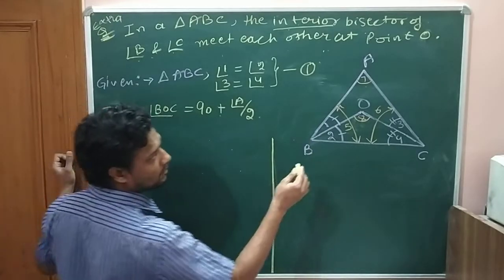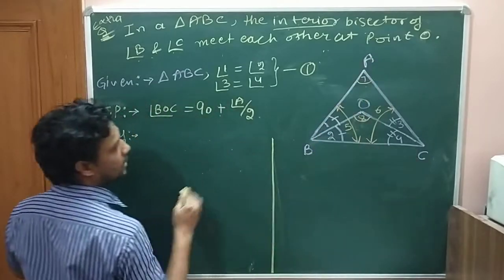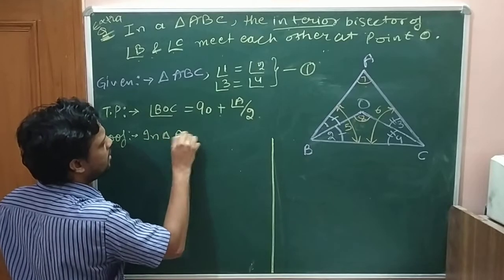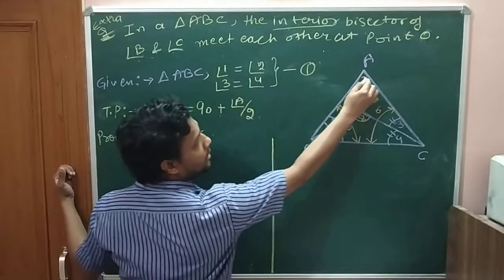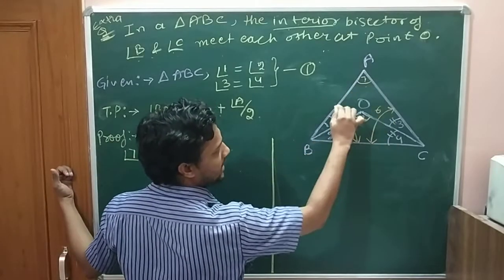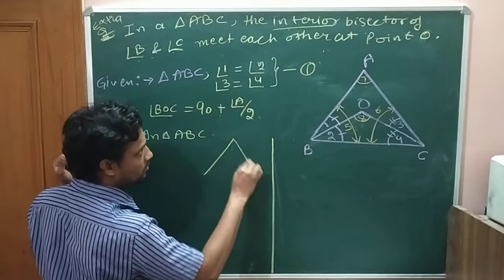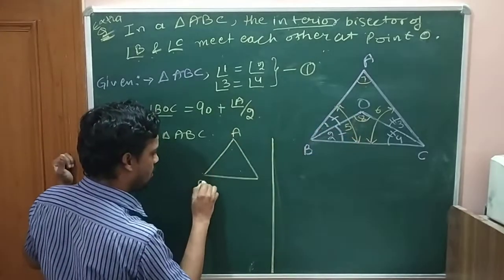First of all, in triangle ABC, angle 7 plus angle 5 plus angle 6. Angle 5 full, angle 6 this. Okay, make a diagram. Only the full triangle ABC.